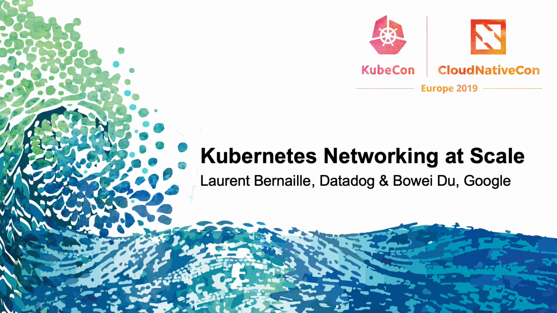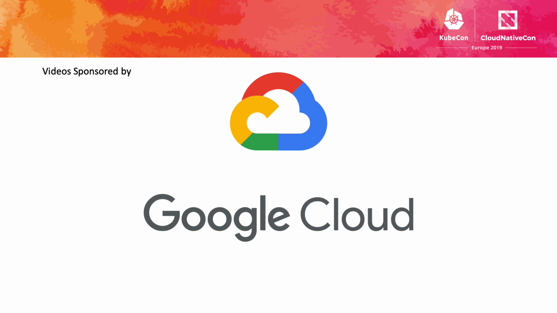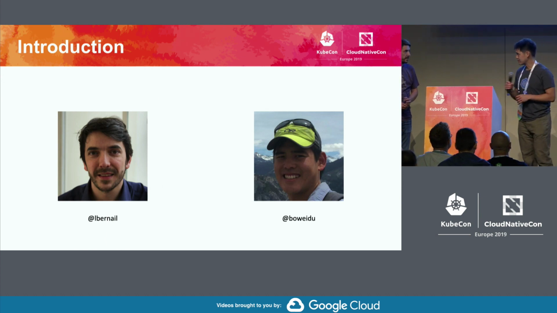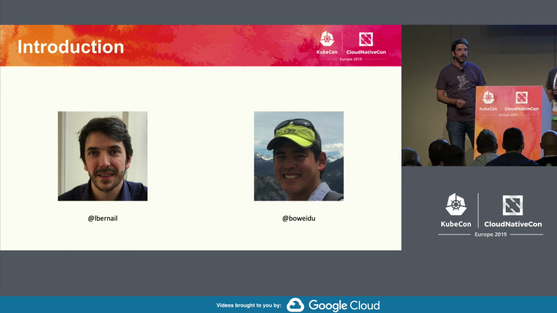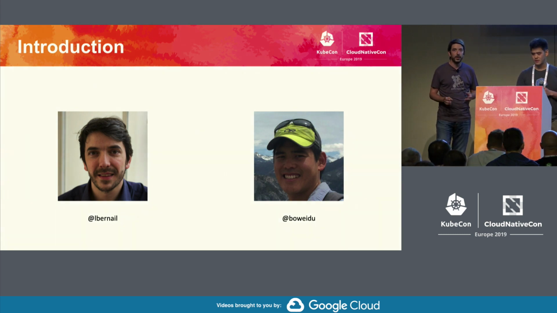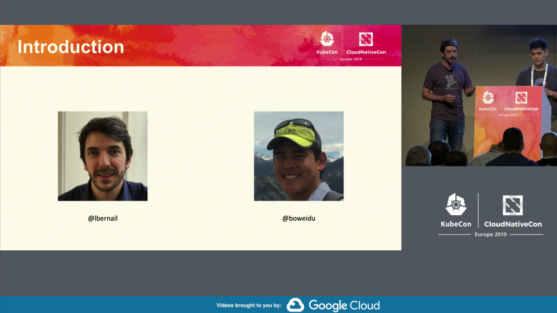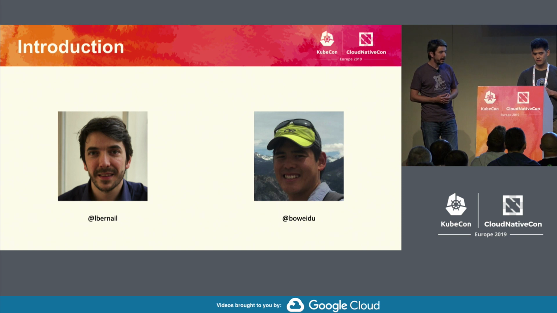All right. So this session is Kubernetes networking at scale. And I am Bowei. I work at Google. And I'm Laurent. I work at Datadog in the team responsible for operating Kubernetes clusters. And we run pretty big Kubernetes clusters. We run into all different kinds of issues with networking, and this is one of the feedback we give.